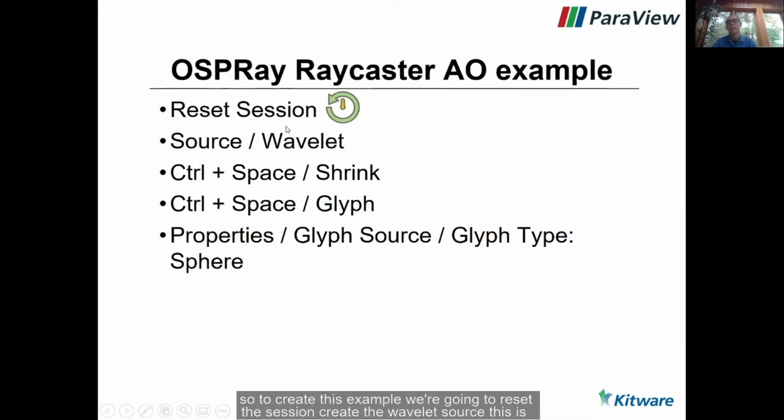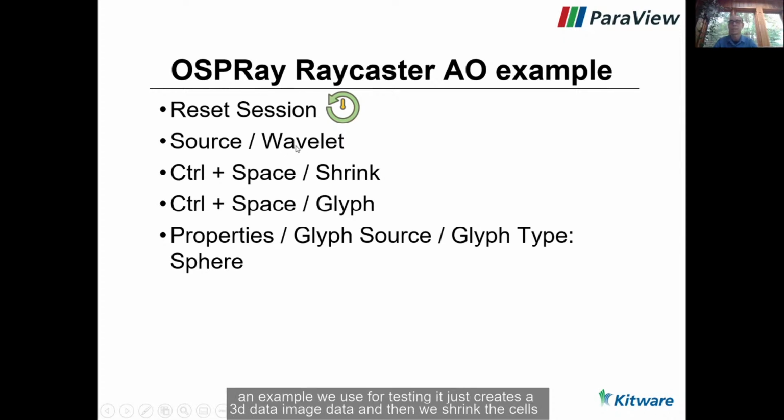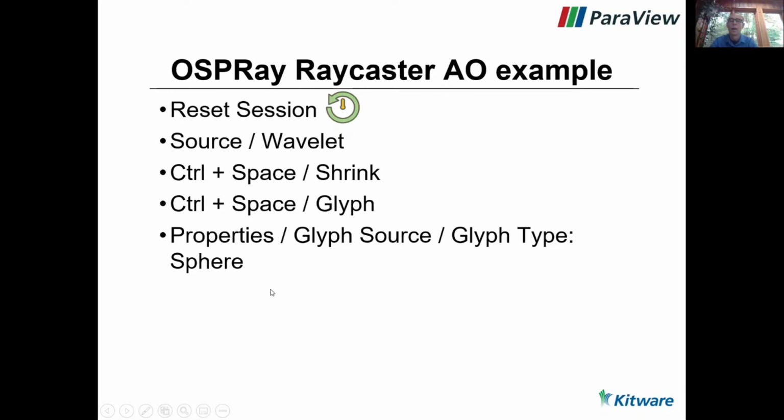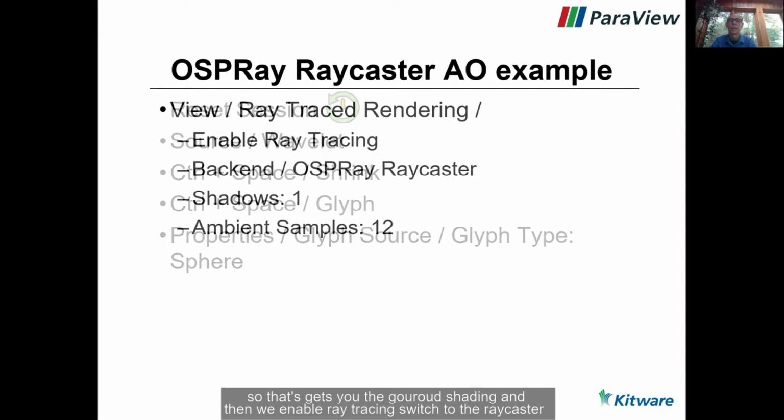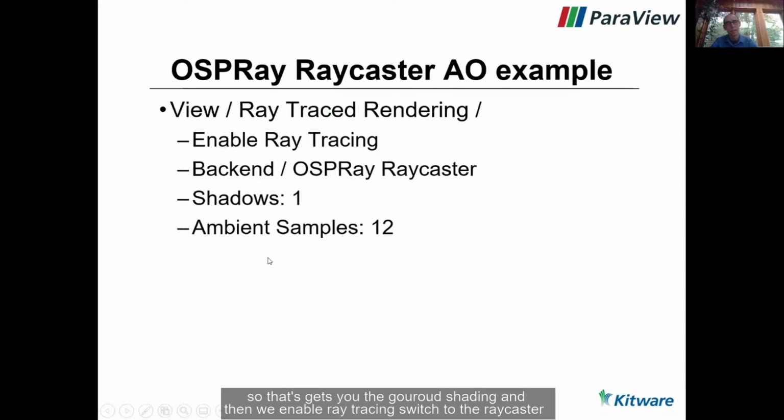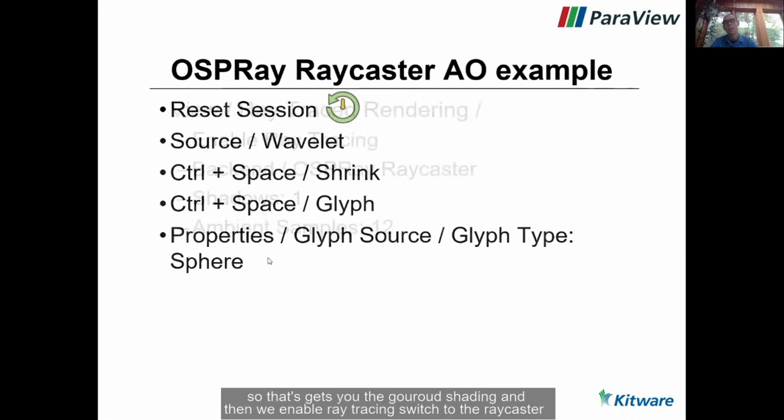To create this example, we're going to reset the session and create the wavelet source. This is an example we use for testing. It just creates 3D image data. And then we shrink the cells just to create more points and apply a sphere glyph to each point. So that gets you the Gouraud shading.